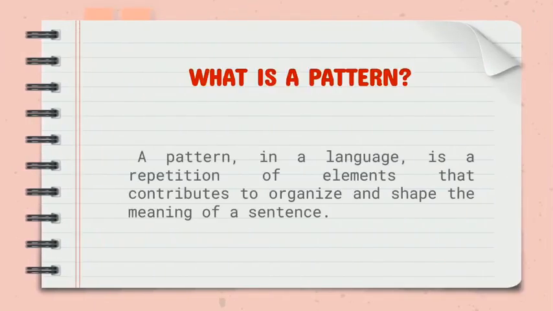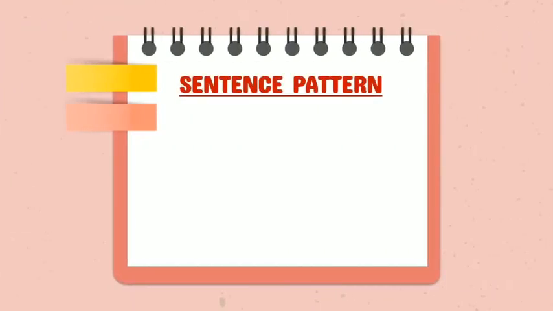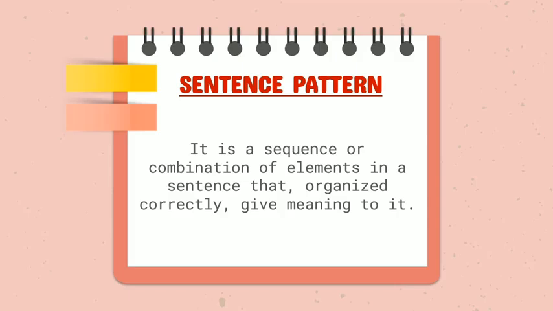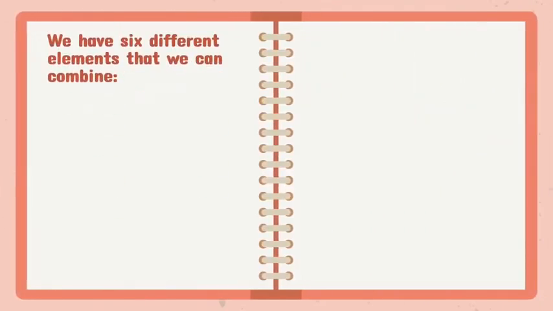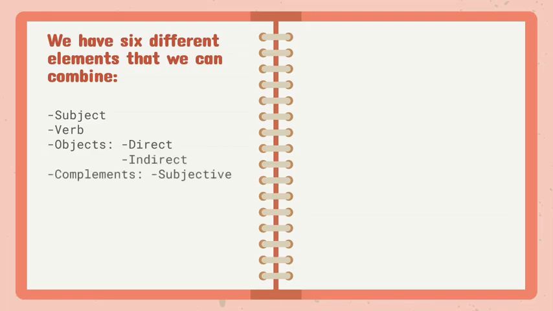Now, what is a pattern? It is a repetition of elements that contributes to organize and shape the meaning of a sentence. It is a guide or a model that helps us understand the different alternatives or options we may have in order to create a sentence. Knowing this, we may say that a sentence pattern is a sequence or combination of elements in a sentence that, organized correctly, gives meaning to it. All sentences in a language can be reduced to 6 different combinations of elements, which are subject, verb, objects, direct and indirect, and complements, subjective and objective.